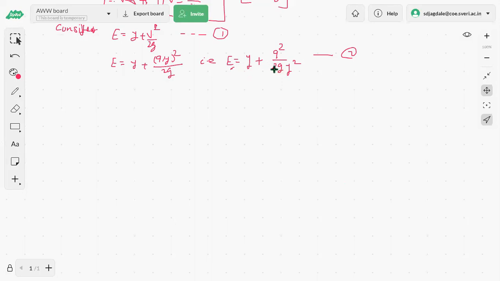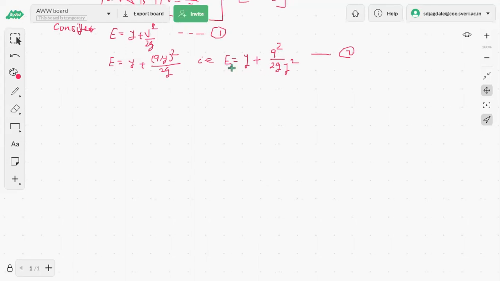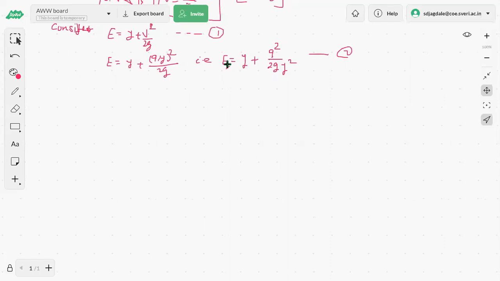Okay, now we'll see how to go for the specific energy curve and what it means. The specific energy curve is the curve which shows the variation of the specific energy E with respect to the flow depth y. The curve which represents the variation of specific energy E with respect to flow depth y is considered a specific energy curve.